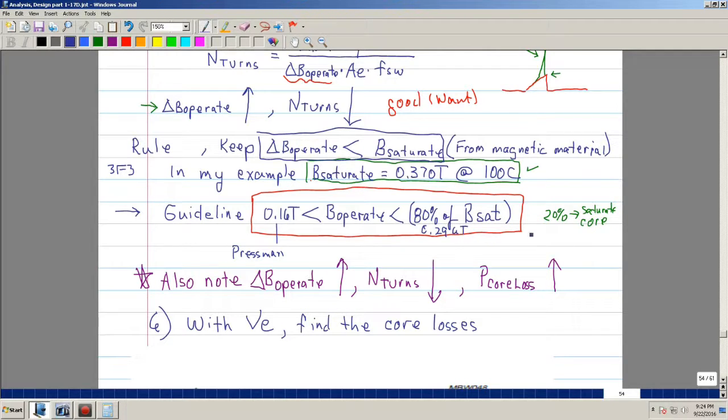So what does that give you? Well, it gives you 20% margin. So you have enough margin that hopefully you won't saturate. This is the guideline that I suggest you follow for that.